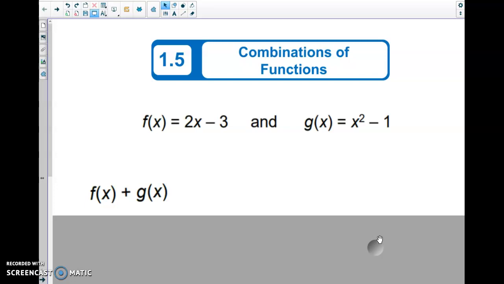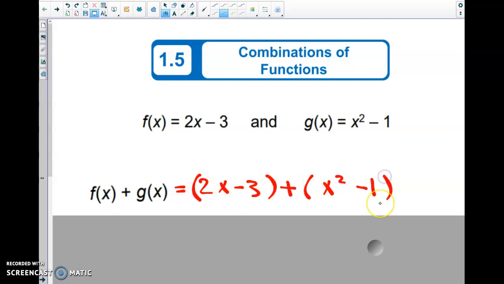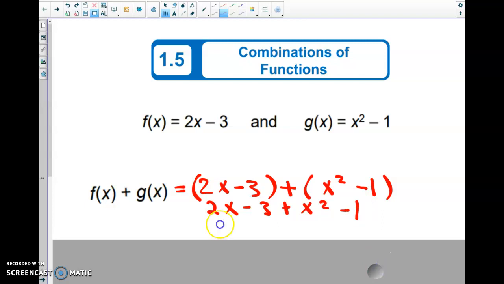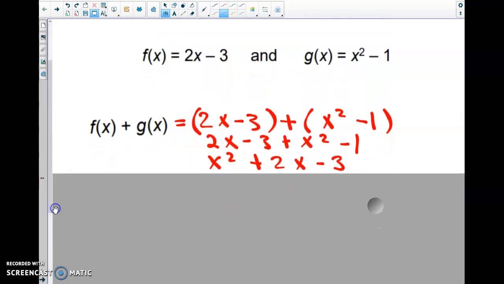What you are allowed to do is take each of the functions and add them together. So f of x plus g of x, input f of x and g of x, and combine like terms. The parentheses are just there to show you that the first one's f of x and the second one is g of x. So combining like terms, we can take the parentheses away. Combining like terms, we would get x squared plus 2x minus 3. So that one was not too complicated.